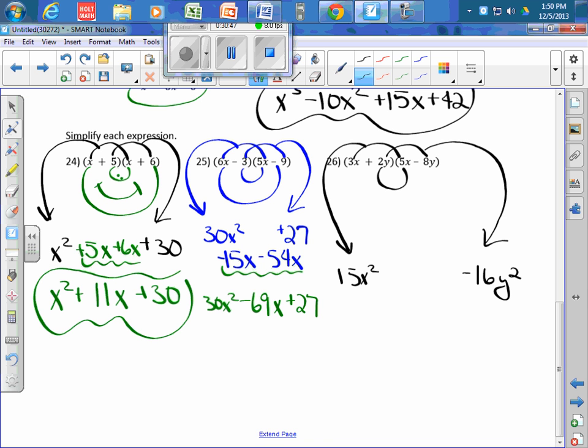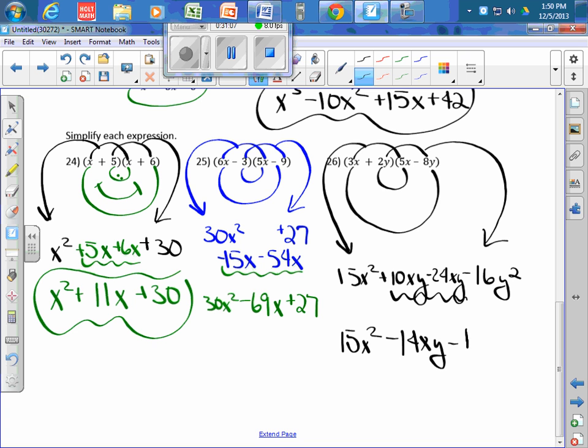Now, how would you write that? Positive 10, 5 times 2 is 10, alphabetical order, x, y. 3x times negative 8y. 3 times negative 8, negative 24. Again, x, y. The middle terms are going to get combined. 15x squared minus 14xy minus 16y squared.